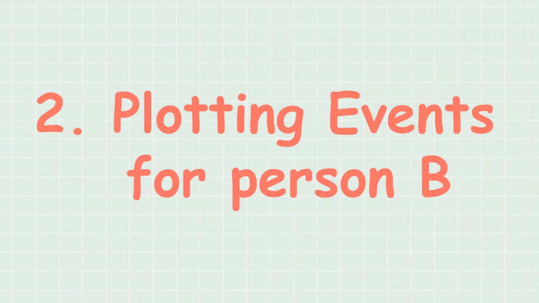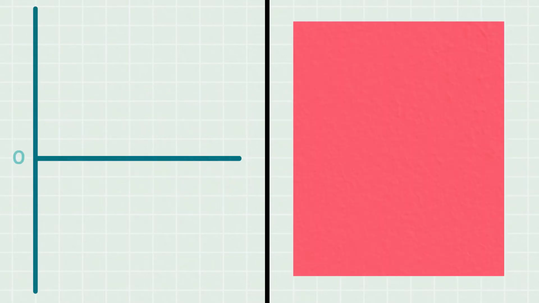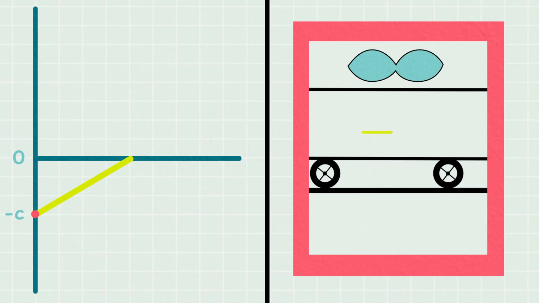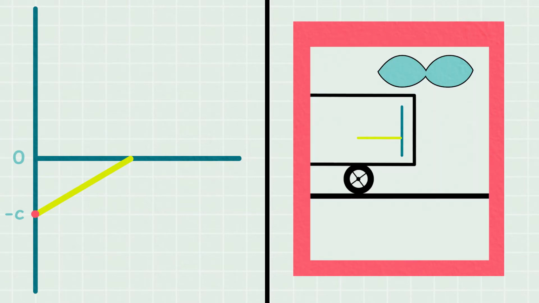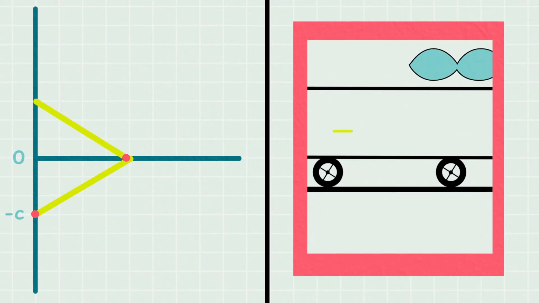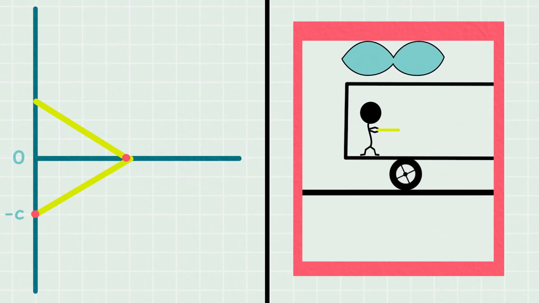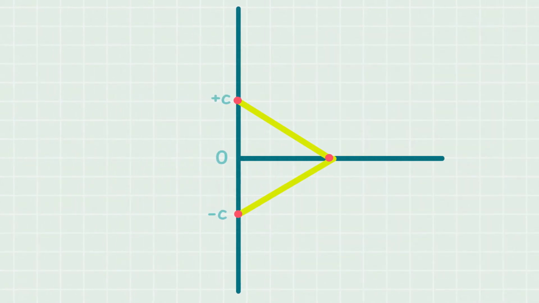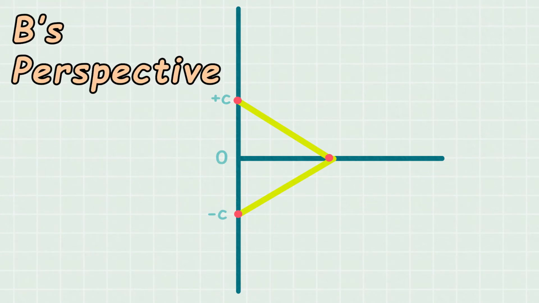So here are the events that we need to plot on the space-time diagram. Let's plot event 1 at t equals minus c. Next, we draw a line at 45-degree angle to represent the light traveling towards the mirror. The light reaches the mirror at t equals 0, and so that is event 2. Now the light is reflected back and reaches person B at t equals plus c. This is the space-time diagram for events as seen by person B. Let me repeat, this is how B sees the three events.